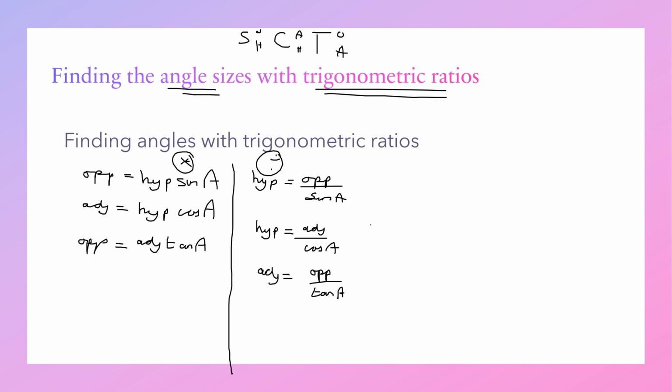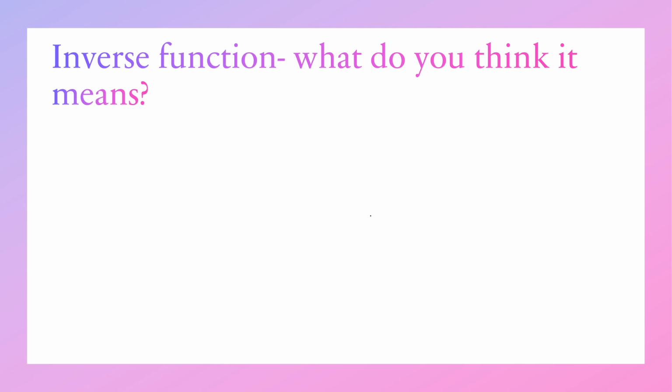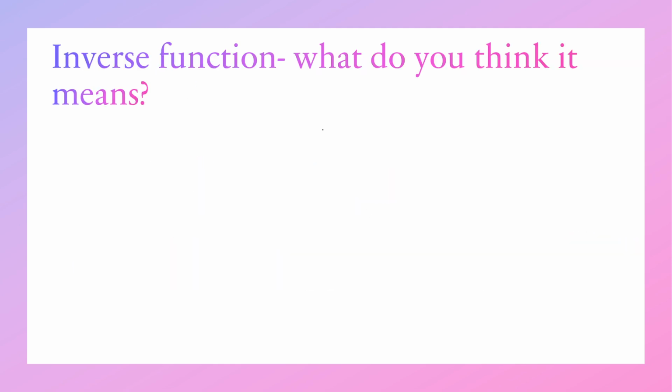Hypotenuse is always divide. So let's have a look at how to find the angle. If I told you that sine A is equal to 3/5, how would we know what A is? Well, we have to think about what an inverse function is. Any ideas what that means?